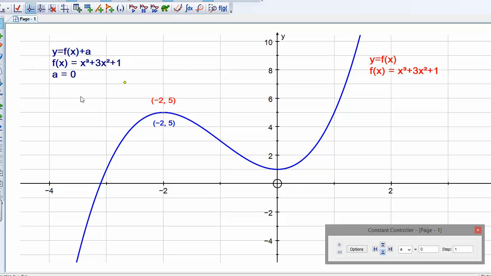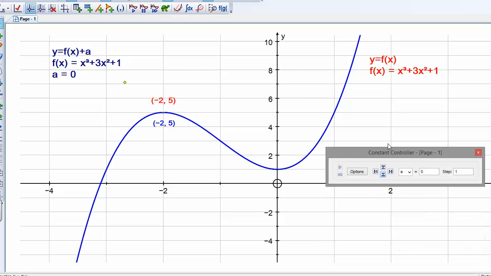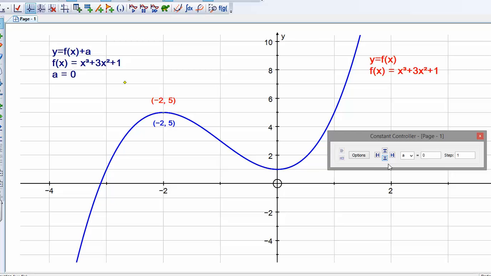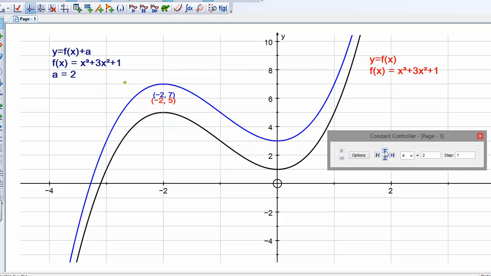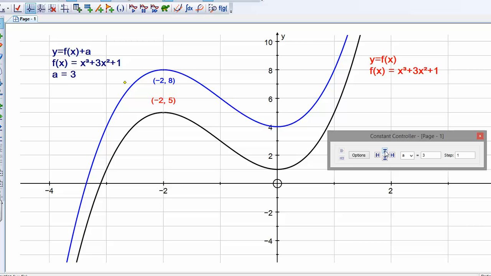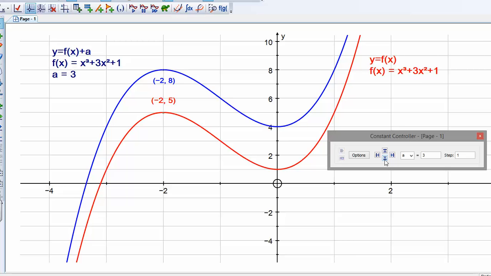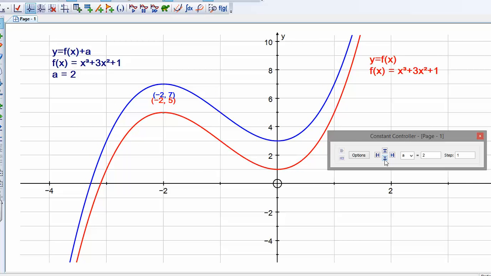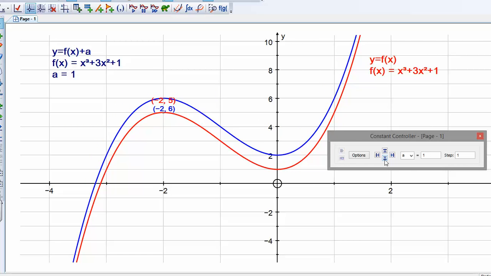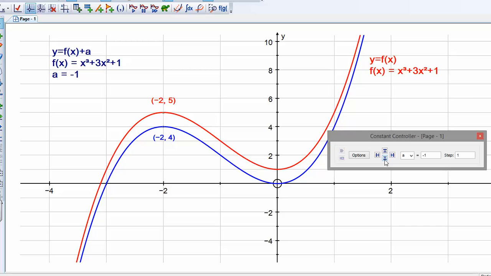And then over here, I've got f of x plus a number. Now at the moment, my number's 0, so the two functions are the same thing. So let's see what happens when we increase a. So I'm going to go for a is 1, and then a is 2, 3, 4. And then if I go down, a is 3, a is 2, a is 1, a is 0, a is minus 1, minus 2.